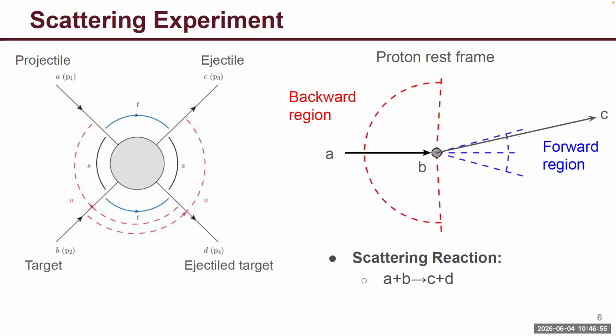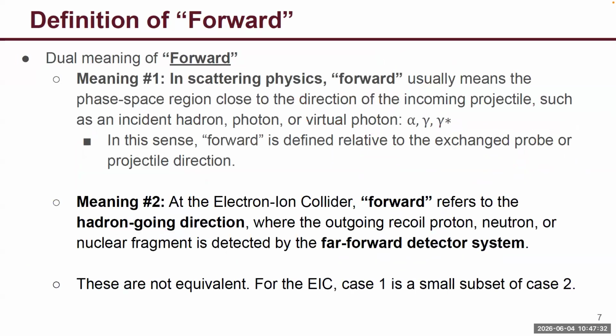But let's actually take this to a proton rest mass frame where we have A coming in, B as your target, and then you can see clearly the ejectile C being knocked out into whatever is the direction of the incoming projectile A, and we define this as forward, right? So whatever this area would be is the backward. So this is what forward and backward mean in a fixed target scattering experiment.